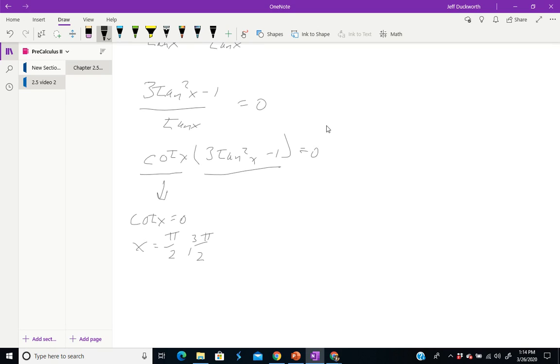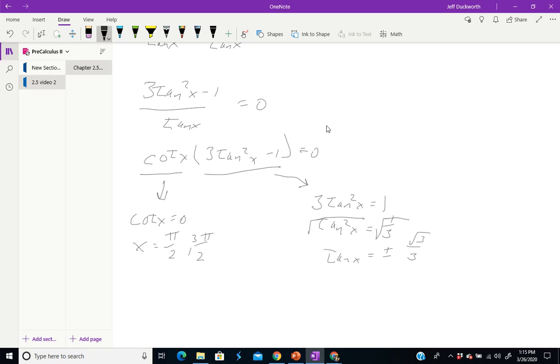The one that's going to be a little bit more involved, let's do this one here, and I'll rewrite this as 3 tangent squared equaling 1 if I add 1 to each side of that equation there, which means tangent squared equals 1/3. And when I take the square root of each of these, I get tangent of x equals plus or minus root 3 over 3.